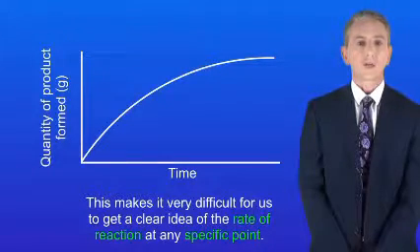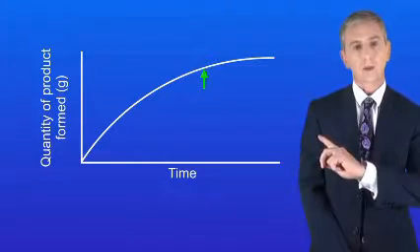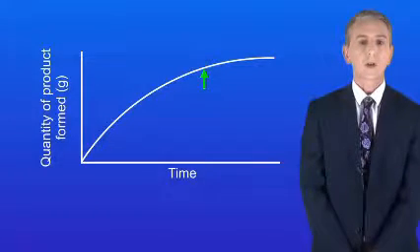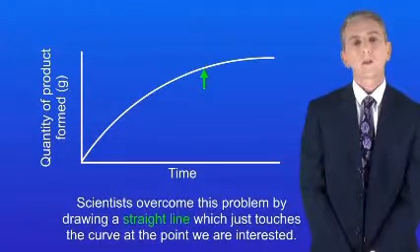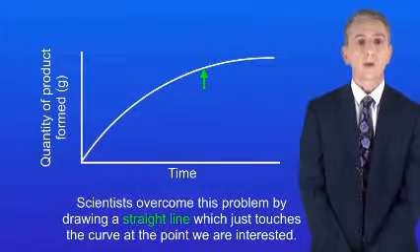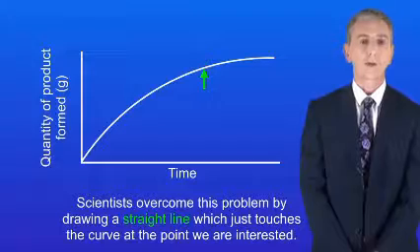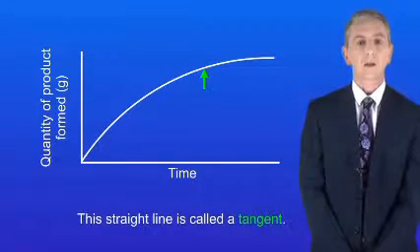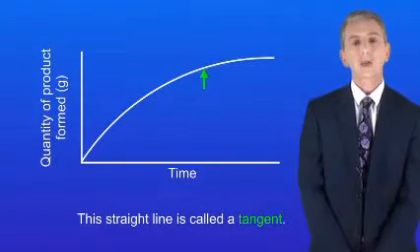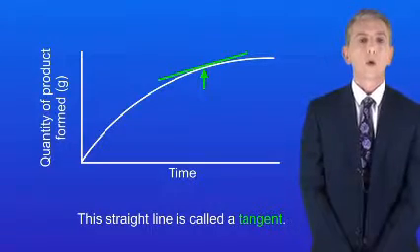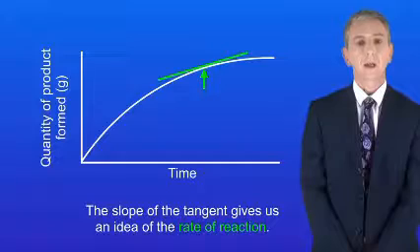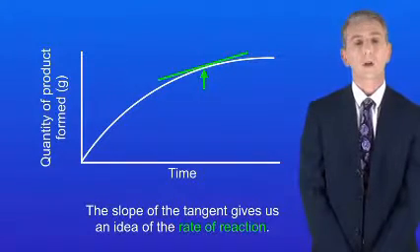Imagine that we wanted to measure the rate of the reaction at this point. Again, as you can see, the slope of the curve is changing. Scientists overcome this problem by drawing a straight line which just touches the curve at the point we're interested in. This straight line is called a tangent. I'm showing you the tangent here. We can draw a tangent at any point on the curve, and the slope of the tangent gives us an idea of the rate of reaction.